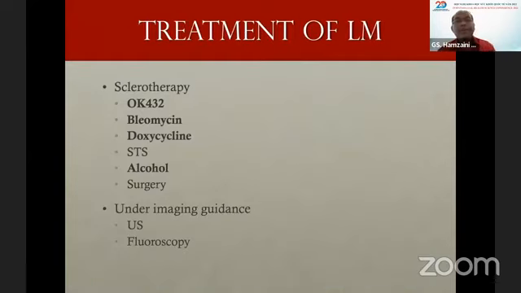Treatment of lymphatic malformation is sclerotherapy. We have done it with OK-432. Now we are doing it with bleomycin. We also have some experience giving doxycycline and also alcohol. Our sclerotherapy is usually done under ultrasound guidance, but sometimes we may need fluoroscopy to assess the lesion before we give sclerotherapy.